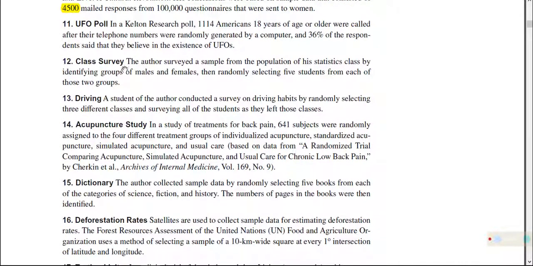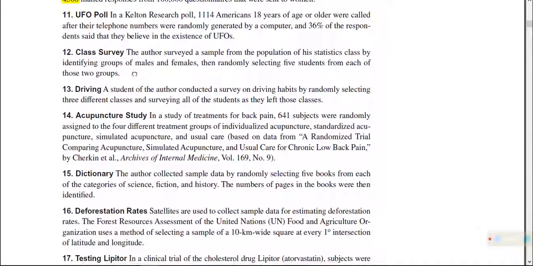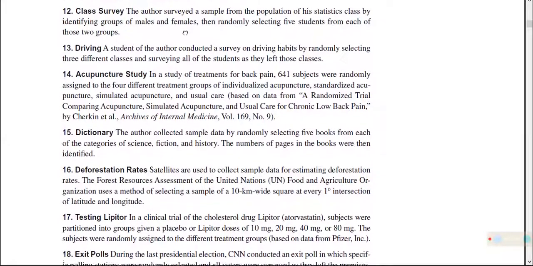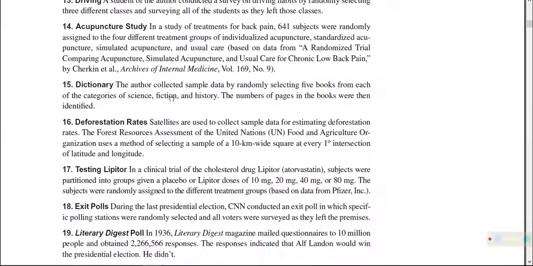Ito, class survey. The author surveyed a sample from the population of his statistics class by identifying groups of males and females, then randomly selected 5 students from each of those two groups. So this is stratified. Okay? Ano pa kaya?